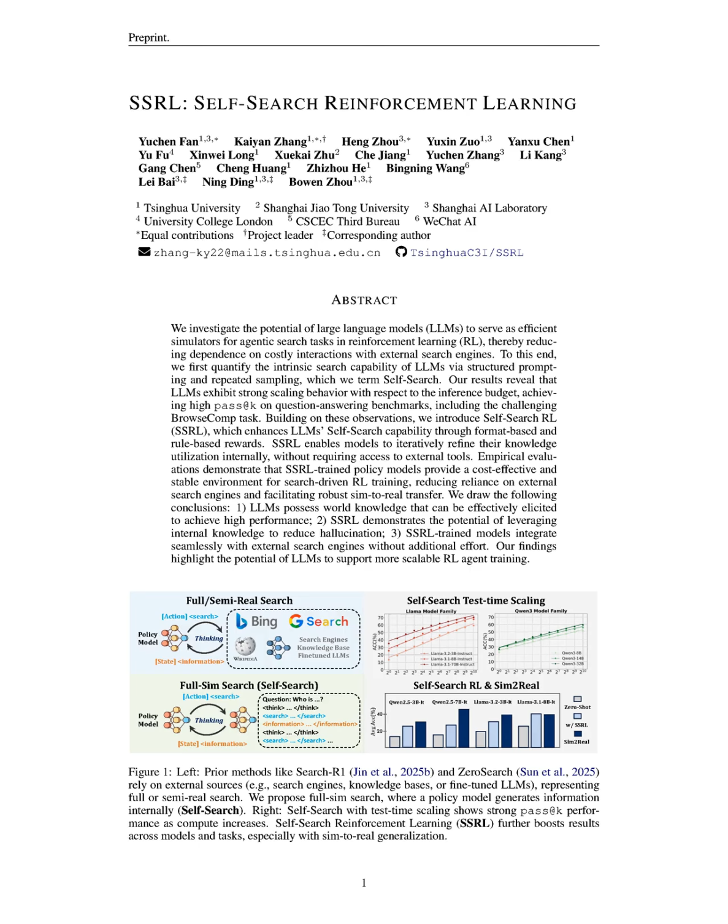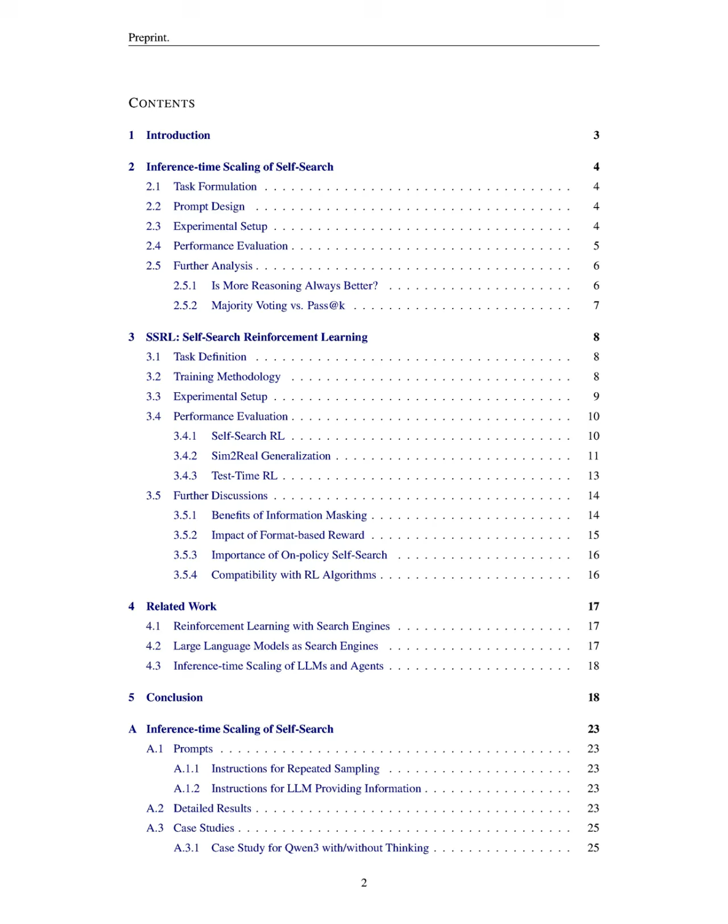The performance of SSRL was primarily measured using the Pass@K metric, which evaluates the accuracy of the model's responses based on the number of accurate answers generated from multiple samples. Additionally, the experiments compared SSRL's performance against various baselines, including traditional RL-based methods like Search R1 and Zero Search, demonstrating that SSRL consistently outperformed these approaches across the benchmarks. The results indicated that SSRL not only enhanced the self-search capabilities of LLMs, but also served as a cost-effective alternative to external search engines, thereby validating its effectiveness in sim-to-real transfer scenarios.